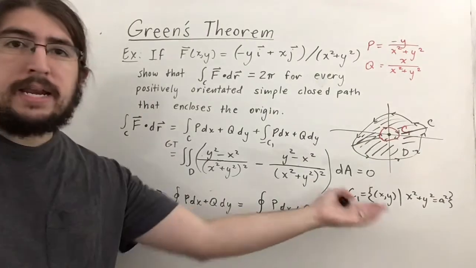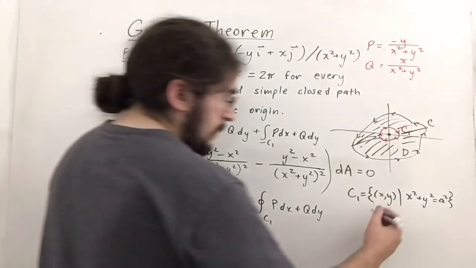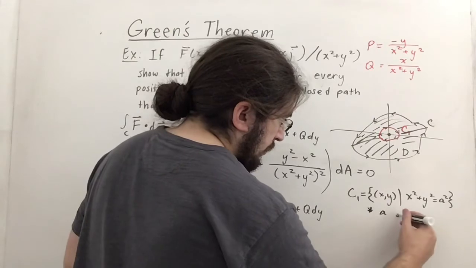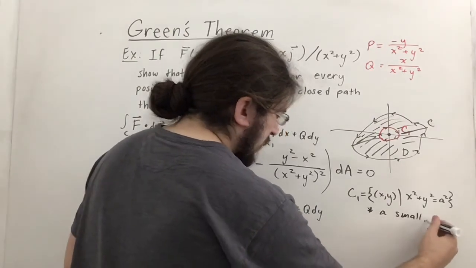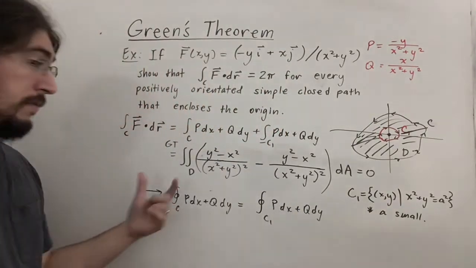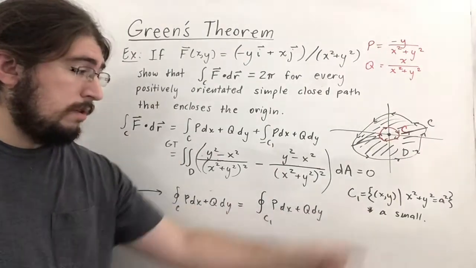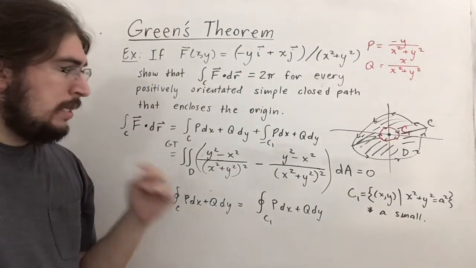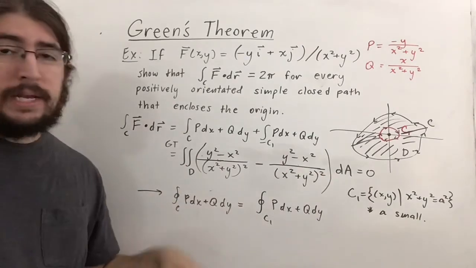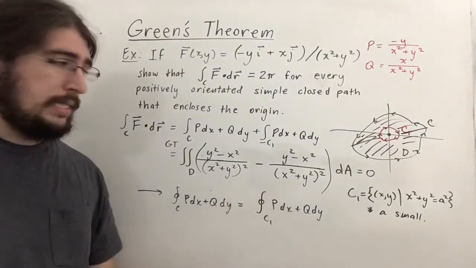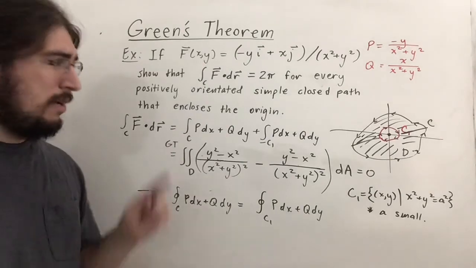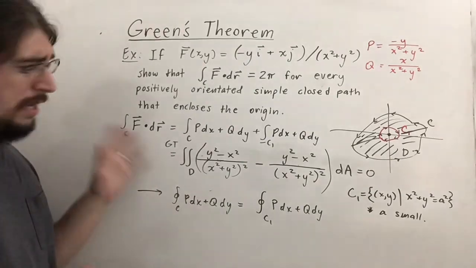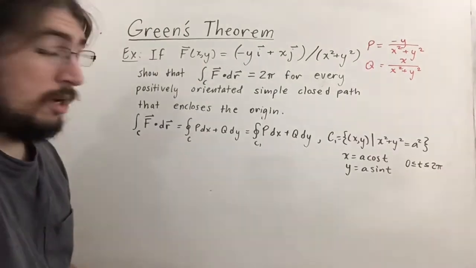So a can be any number really, but we want a to be small. So just imagine a is small. So now this integral is equal to that integral over this curve. And now we can parameterize x and y as being a cosine and a sine. But to do that, I don't have space, so I'm going to erase for space, and we'll continue the example. Okay, so I've erased for space.